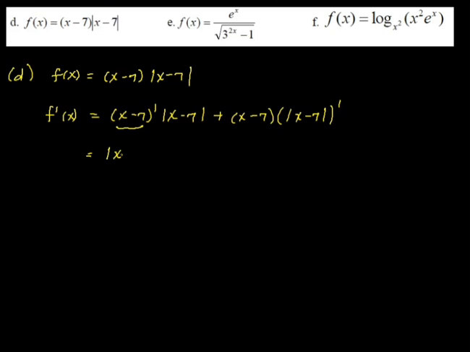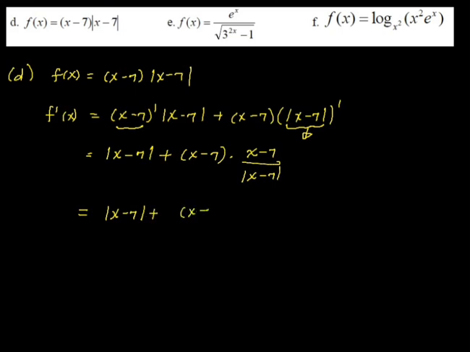So it becomes 1 times the absolute value of x minus 7, plus (x minus 7) times the derivative of the absolute value of x minus 7, which is (x minus 7) over the absolute value of x minus 7. Okay, so the derivative of this part is like this. So it becomes the absolute value of x minus 7 plus (x minus 7) squared over the absolute value of x minus 7. So this is our first derivative.